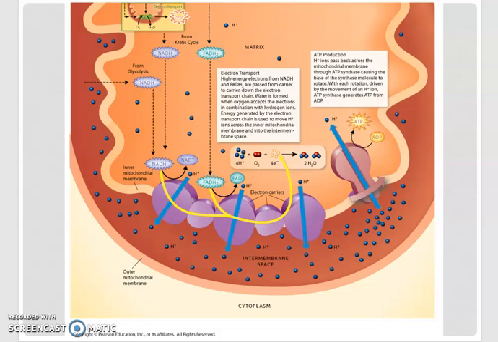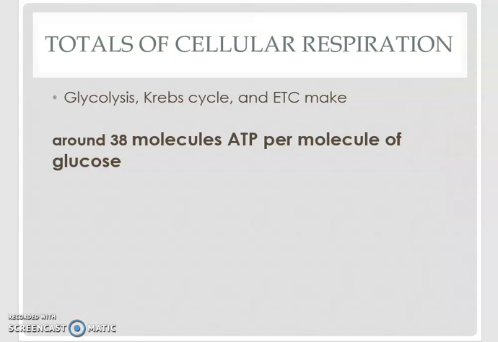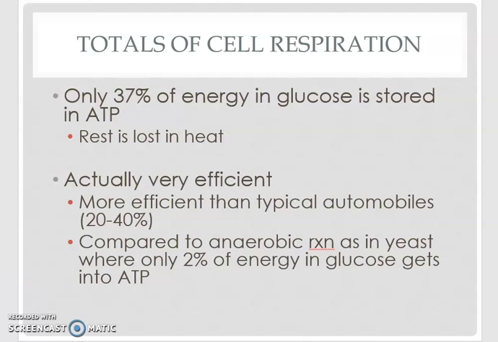At the end of aerobic respiration, so glycolysis, Krebs cycle, and electron transport chain, we get about 38 molecules of ATP per molecule of glucose. This is actually only about 37% of the energy that's in glucose makes it into the ATP. The rest of it's lost as heat. And while that might seem like it's not very much, it's actually pretty efficient. Automobiles are somewhere between 20 and 40%.